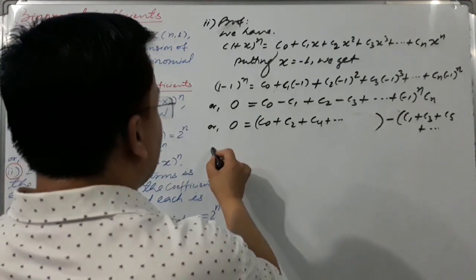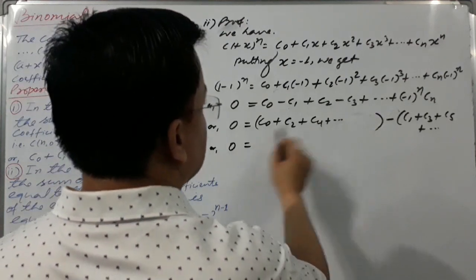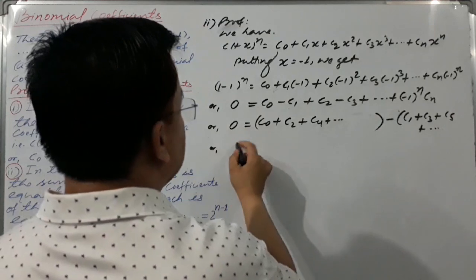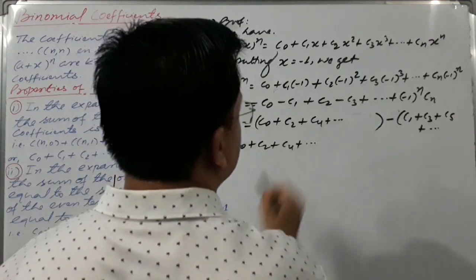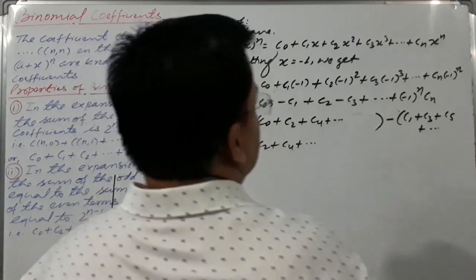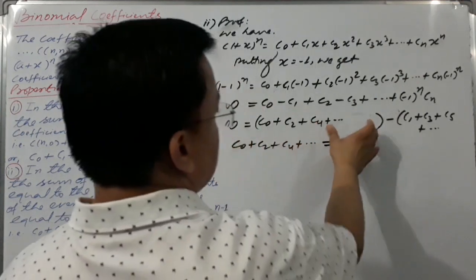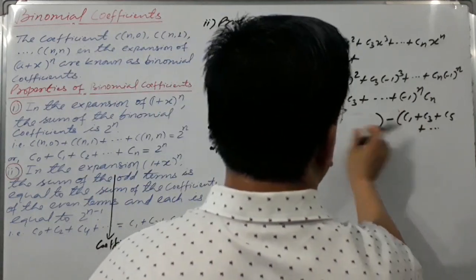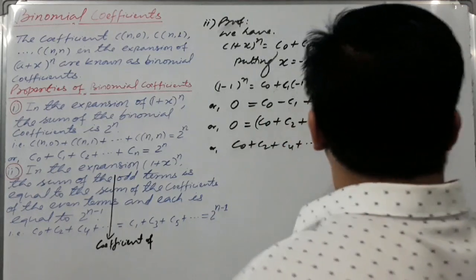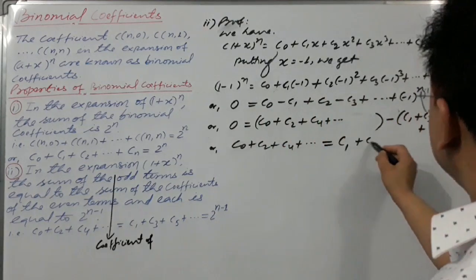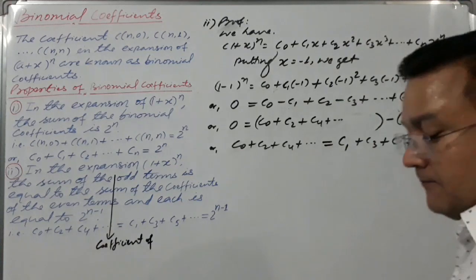Here you may write down C0 plus C2 plus C4 plus dot dot is equal to, transmitting 1 to the left-hand side, you will get C1 plus C3 plus C5 plus dot dot.